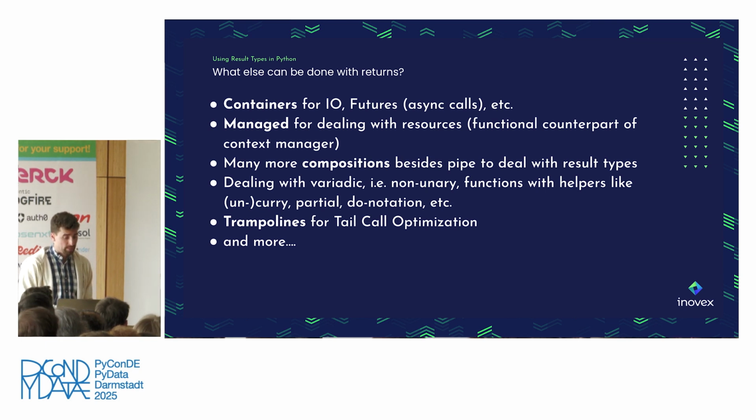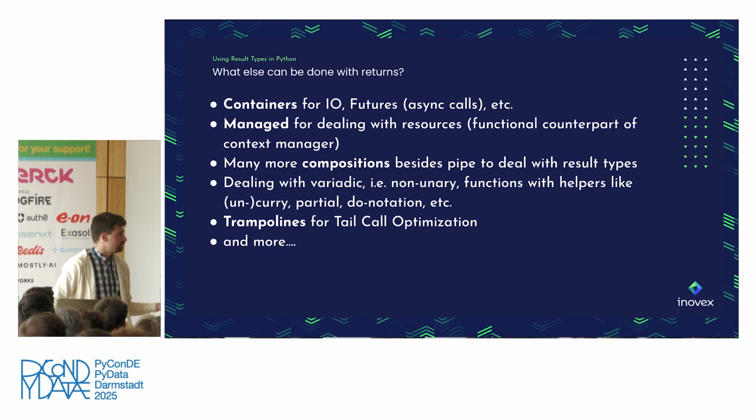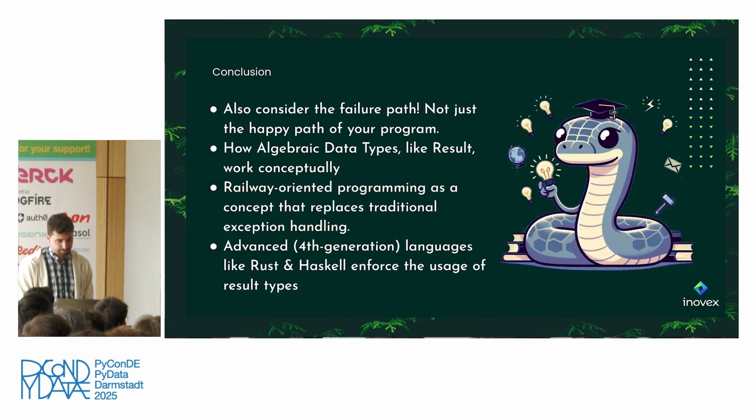And another nice thing that returns provides, among many, many more things, is if you want to use recursion, it's always a little bit tricky in Python, right? If it's too deep, so more than 1,000 calls, I think, then you get a recursion error or something like this. And with trampolines, you can do a tail call optimization so that you don't have this problem anymore.